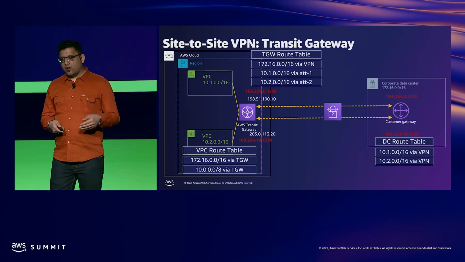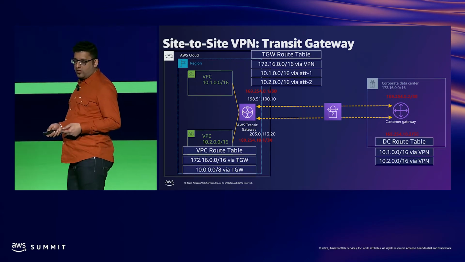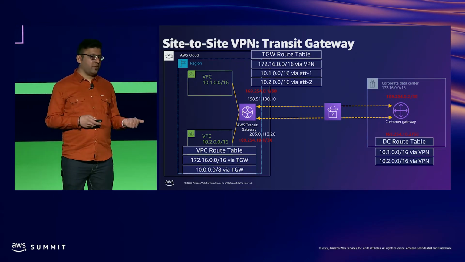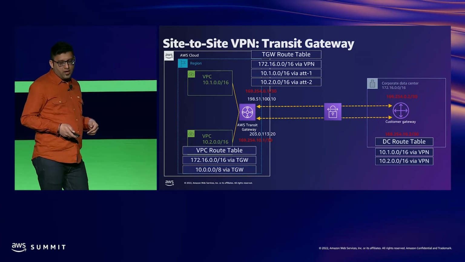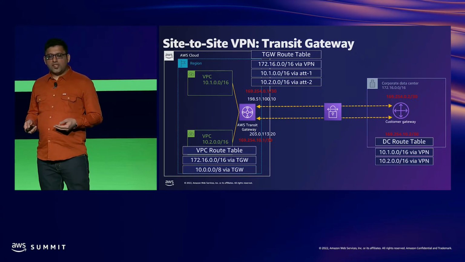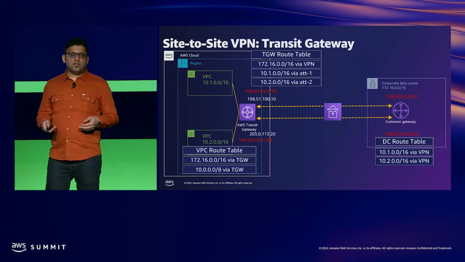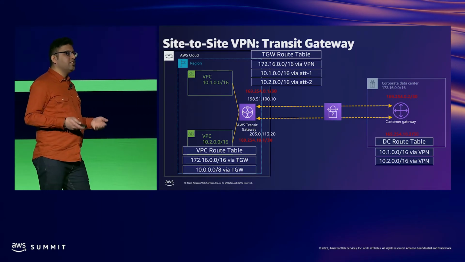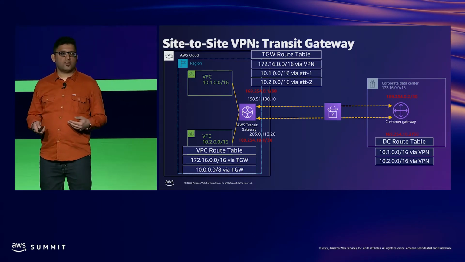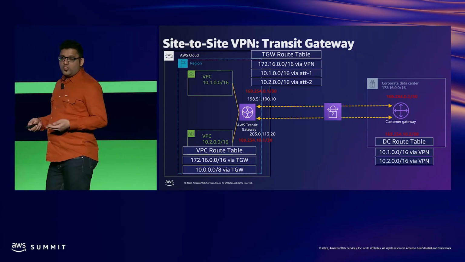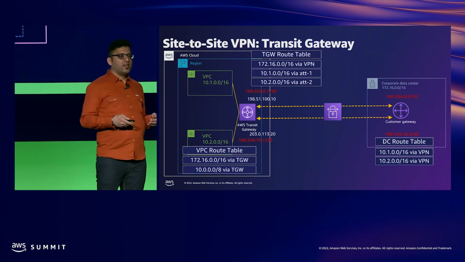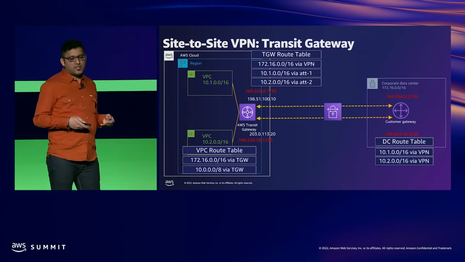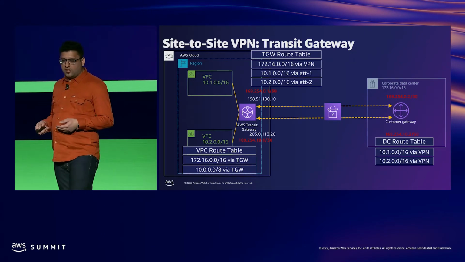And once the corporate data center learns these routes on the on-prem, it will know how to connect back to these VPCs. In this option, as you can see, you are simplifying the VPC to VPC as well as your VPC to on-premises connectivity, but there is an additional charge for using Transit Gateway, which Tom just talked about before. Those charges are the Transit Gateway attachment charges as well as the Transit Gateway processing charges.